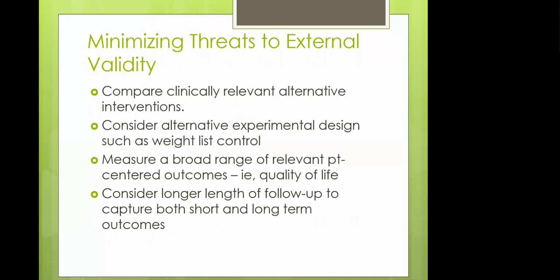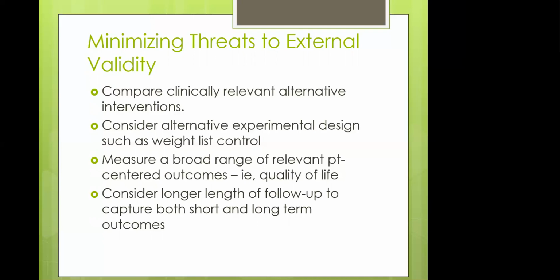And then you want to compare clinically relevant alternative interventions. So one of the things that can help avoid the compensatory and the competing rivalry is if you compare two interventions, then both the treatment and the control group are getting something. And so you don't have that concern that they're just trying to influence the outcome because they feel this person's in the control group. They know you're looking at two alternative interventions. You can also consider alternative experimental designs, such as a waitlist control. So you are randomly assigning people to treatment and control, but the control gets the intervention later.